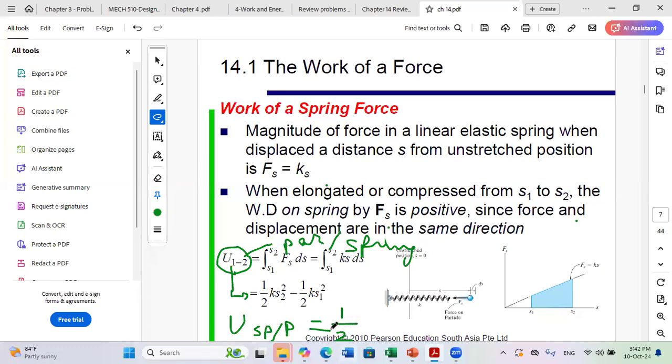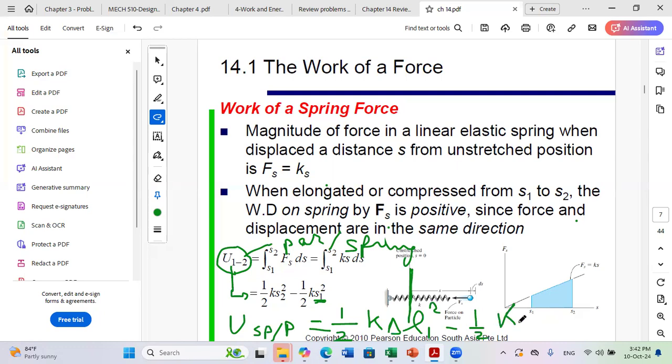Okay, please pay attention. Here it's S. You can only say that it's half K S square if you are taking the origin of S at the unstretched position. If the origin is not the unstretched position, you cannot say half K S1 square minus half K S2 square. You need to determine delta L, stretching or compression. So the general formula that will always work, whatever the origin of S, is half K delta L1 square, so stretching or compression at state 1 squared, minus half K delta L2 square.